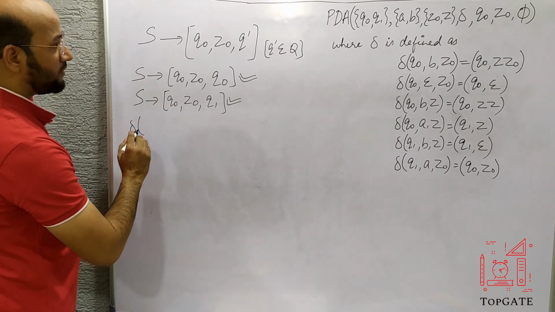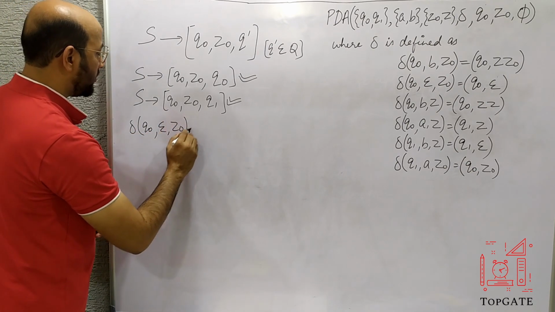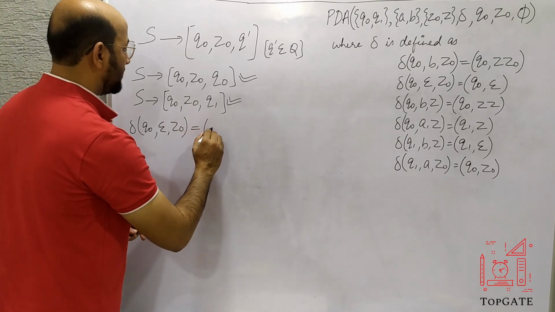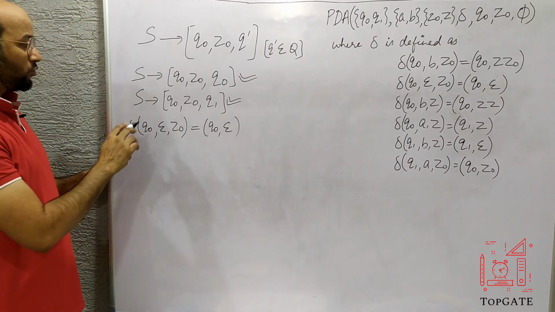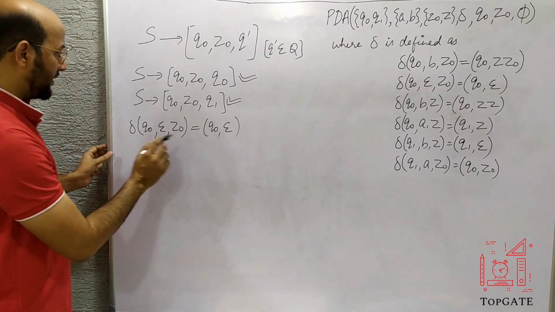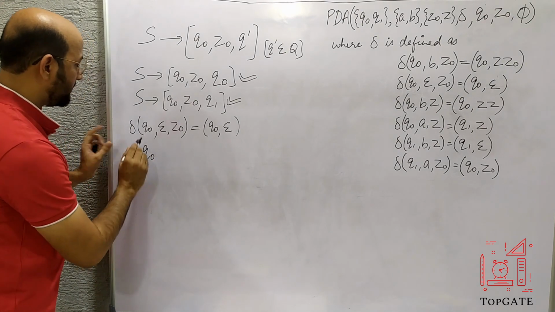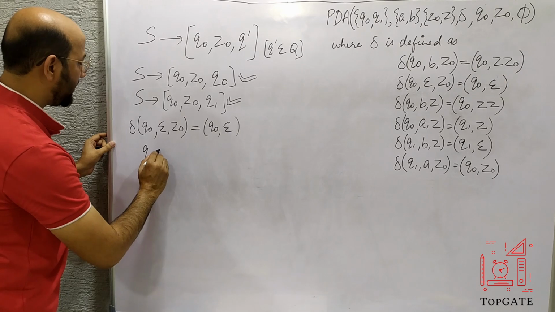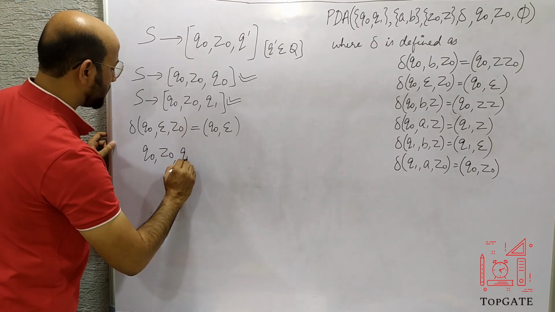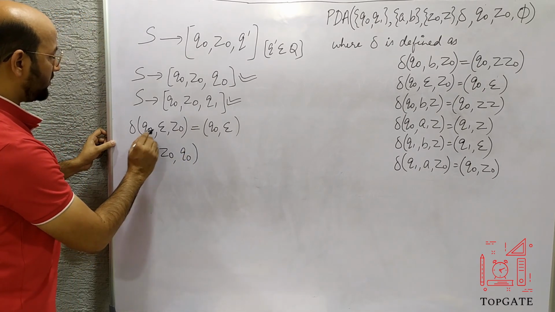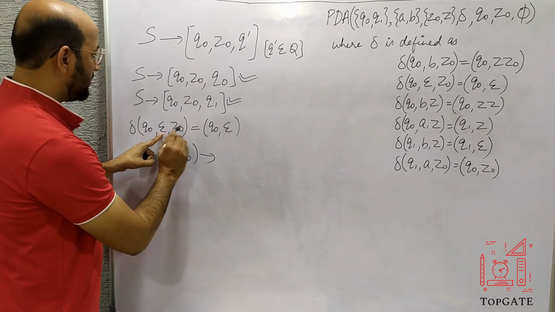What do we have? We have Q0 comma epsilon comma Z0, and what are we getting? We are getting Q0 comma epsilon. Now how do we write the rule for this pop operation? See, it is very simple. We write q naught, comma, then z naught, and then q naught again, which gives this one into this one.